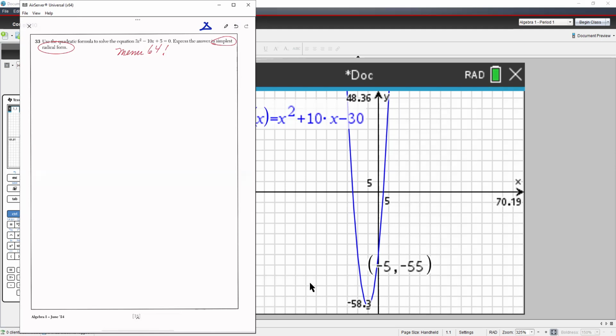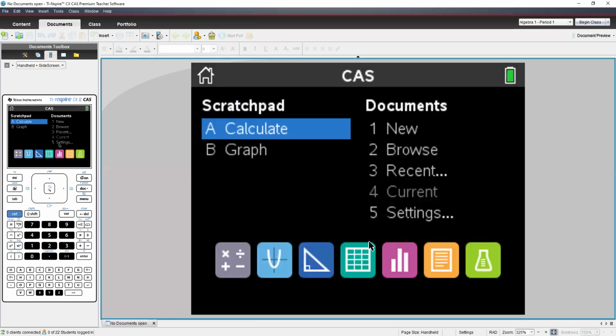So again, first thing you're going to do is use a is 3, b is negative 10, c is positive 5, and then you're just going to do the quadratic formula. I know you know how to do that, so I'm not going to waste any time on that. I'm going to show you how to graph it.